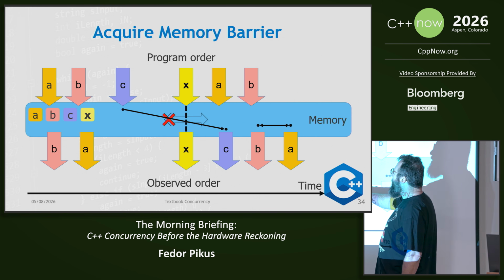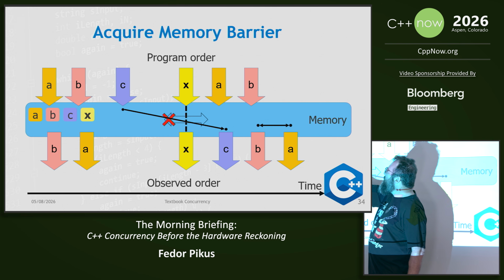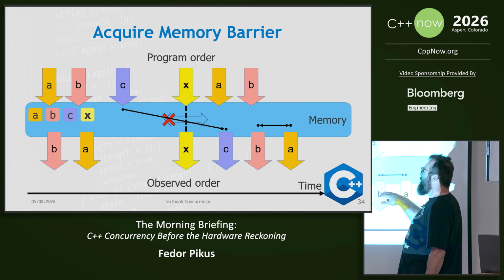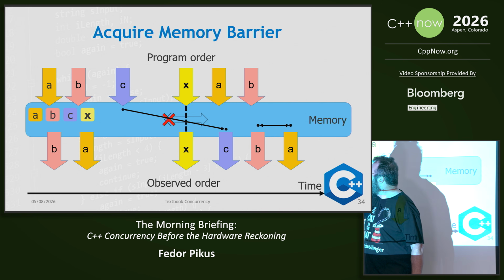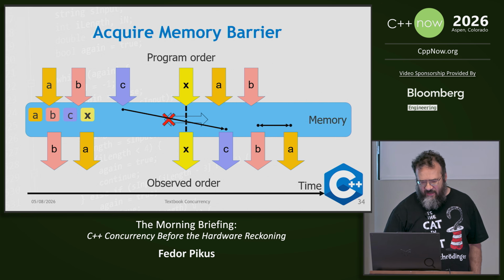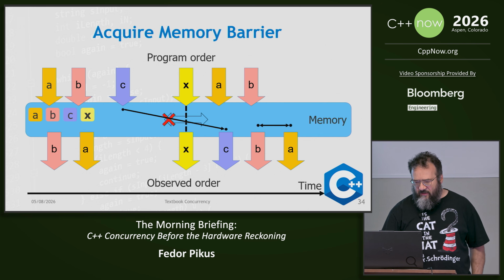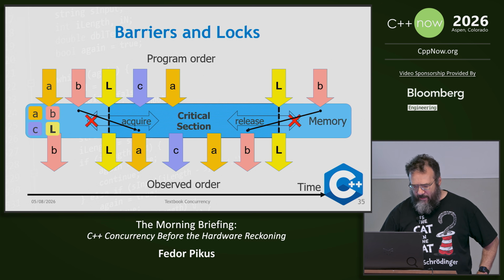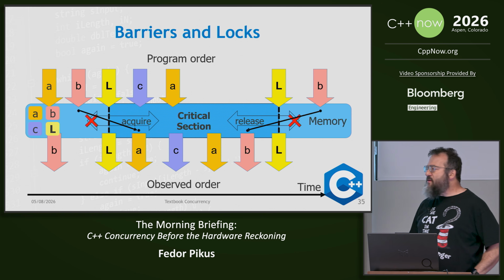So acquire barrier guarantees that none of these after can move before it. These can move here. It makes a lot more sense when you put them both together. And when you put them both together, it looks like this.